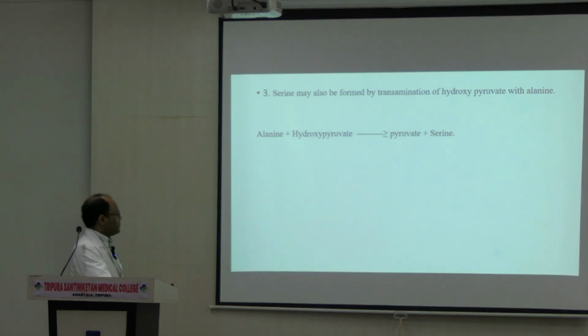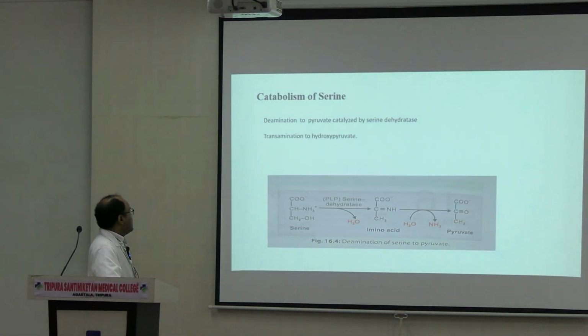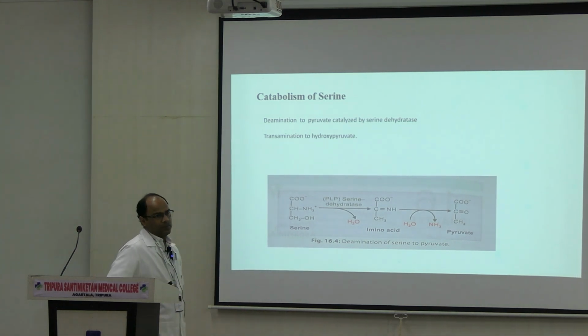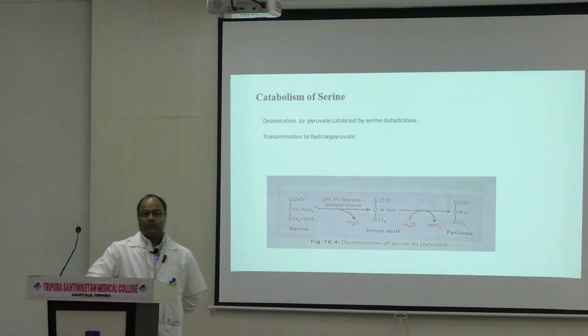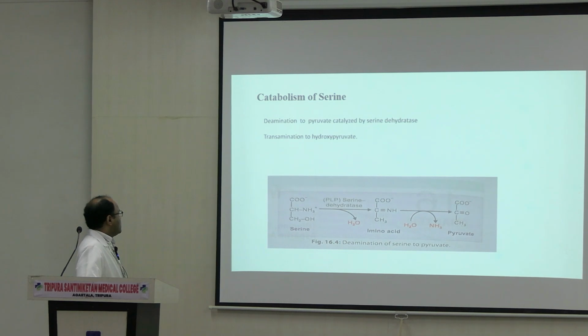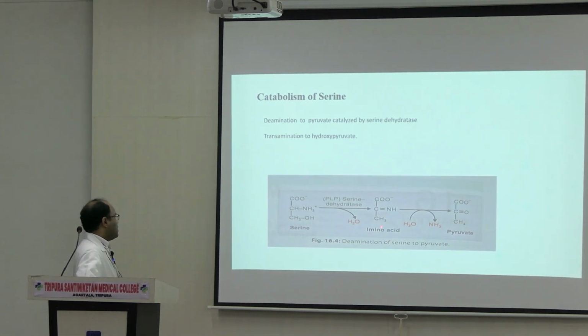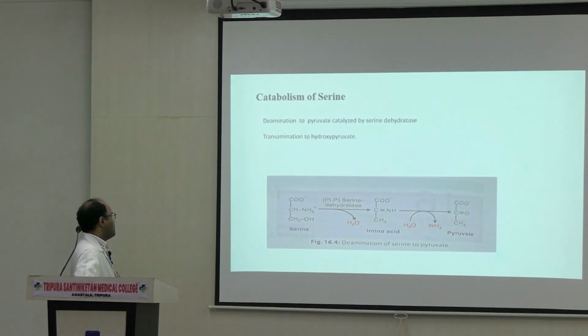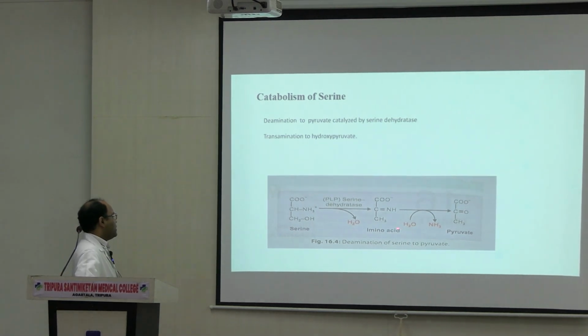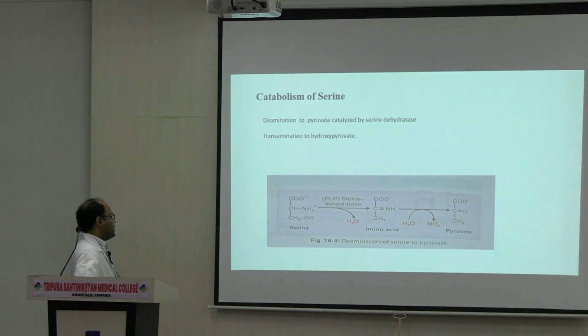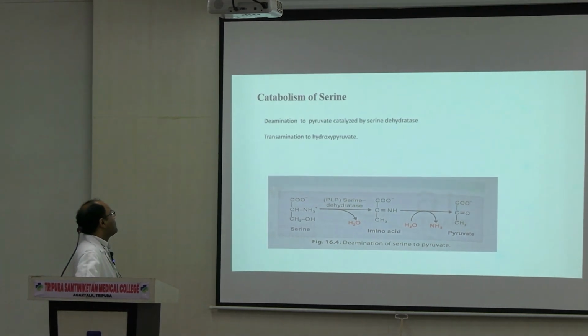Okay. Next, catabolism of serine. Deamination to pyruvate catalyzed by serine dehydratase. Here serine is converted to an amino acid by removal of H2O by serine dehydratase. From that it will convert to pyruvate. This is the catabolism of serine.